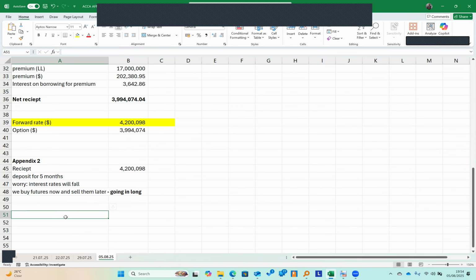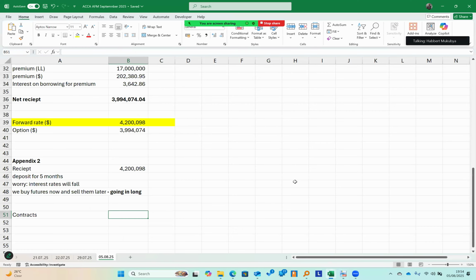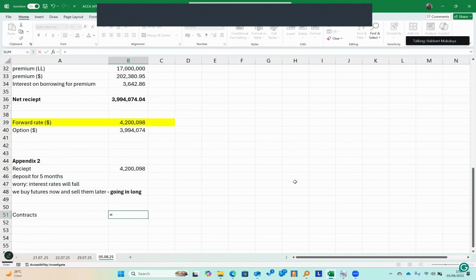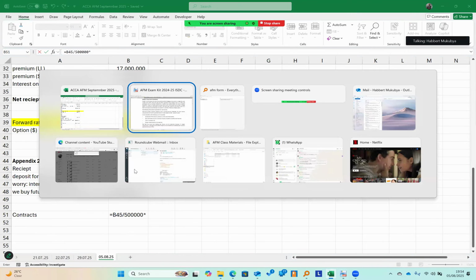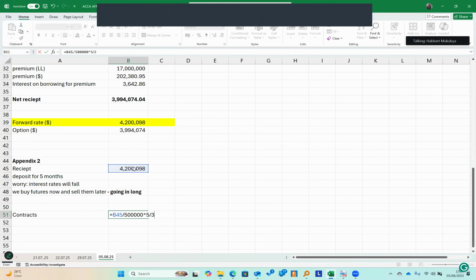So first of all, we need to also know how many contracts we need to hedge this 4.2. So contracts. Now remember that the contract size is 500,000. So to get how many contracts you need, there is a method whereby you get the money that you want to hedge, divide by the contract size, 500,000, multiply by the period for which you want to invest, which in this case is 5 months, divide by 3.